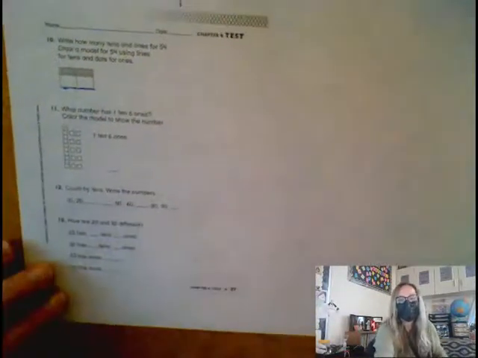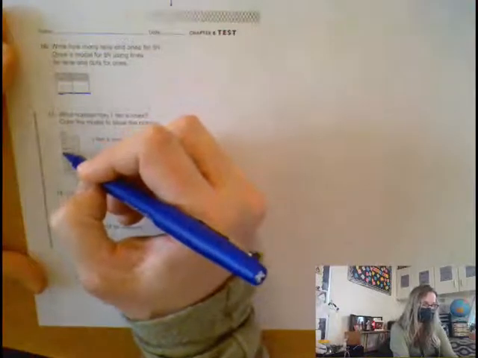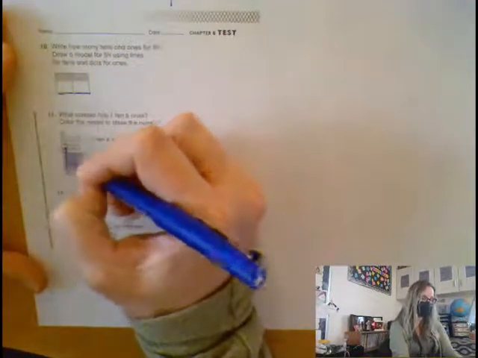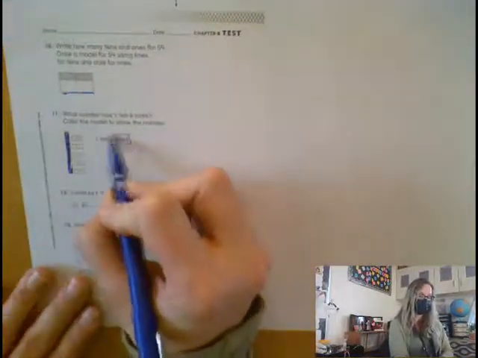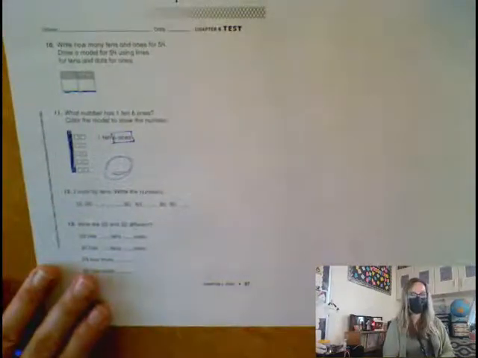Number 11 says, what number has 1 ten and 6 ones? Color the model to show the number. So color the 10, 1, 2, 3, 4, 5, 6, 7, 8, 9, 10. That's a 10. So color 1 ten and 6 ones. So you're not going to color all of them. You're only going to color 6 ones. And then tell me what number that is. Okay?